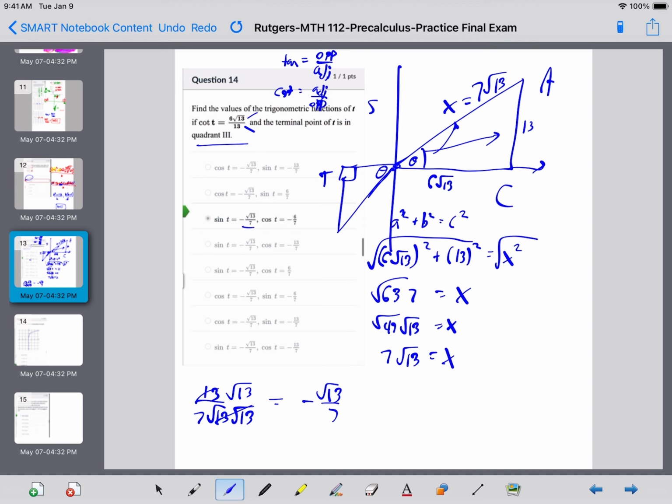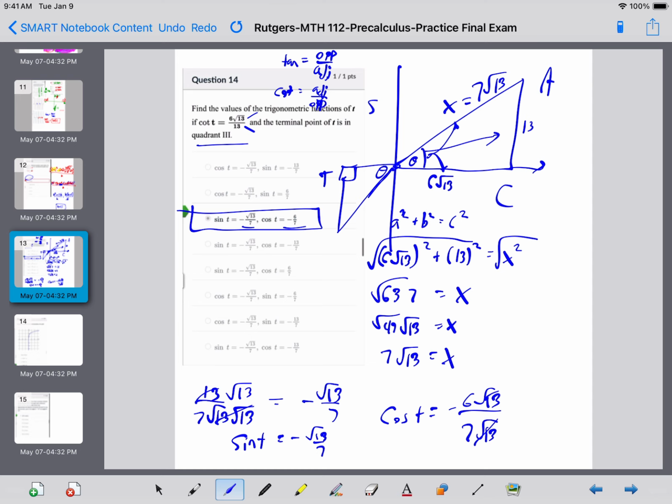So, for cosine, that's going to be adjacent, so 6 radical 13, over hypotenuse. 7 over radical 13 cancels out. All students take calculus. Quadrant 3 is negative, so negative 6 over 7. So your answer would have been this. Okay?